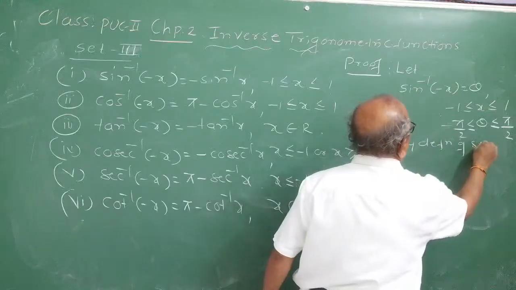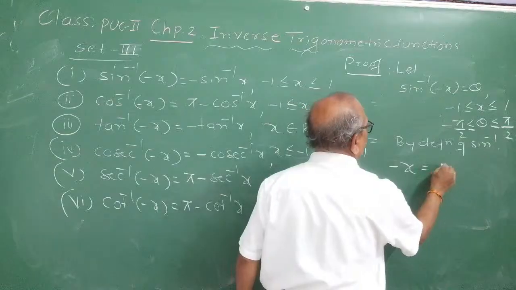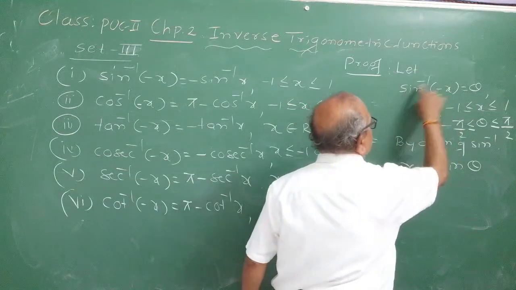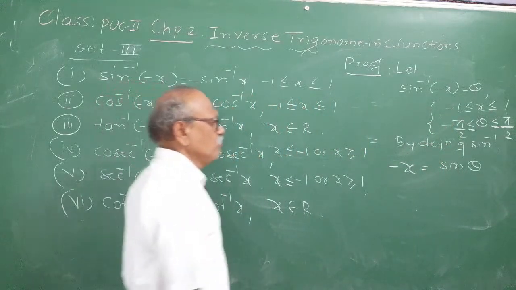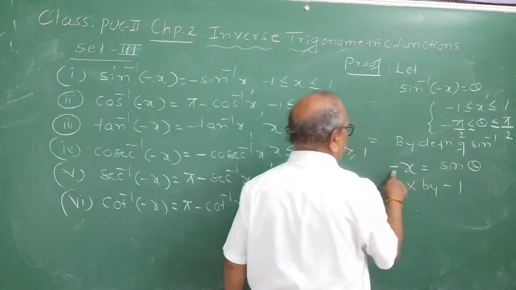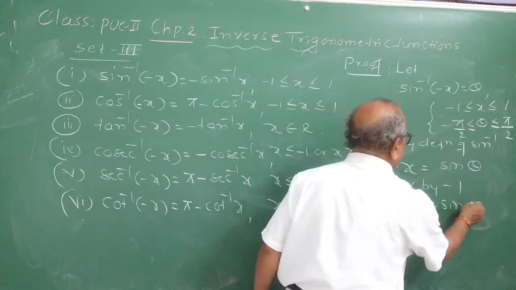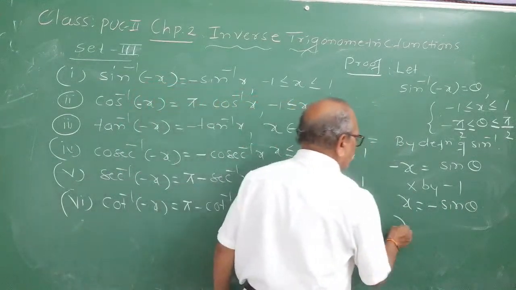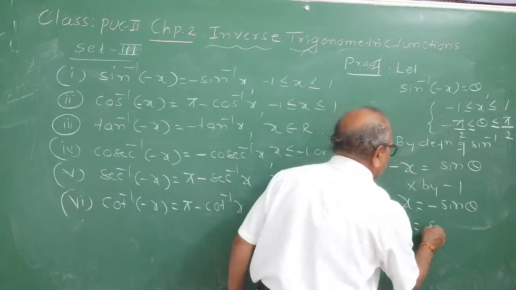of sin inverse, you can write it as minus x is equal to sin theta. Can I write it? Minus x is equal to sin theta if these restrictions are satisfied. Multiply both sides by minus 1. Minus into minus becomes plus x. Here you can write it as minus sine theta. Now you can use allied angles, right? Can I write what is sine minus theta?